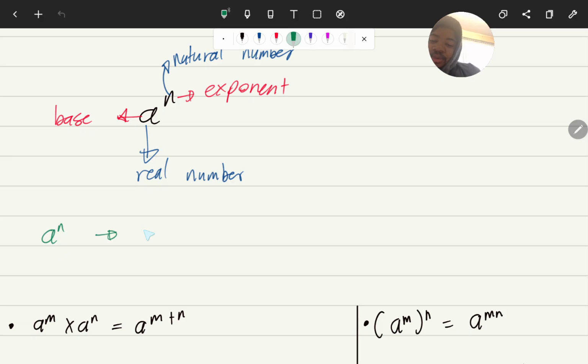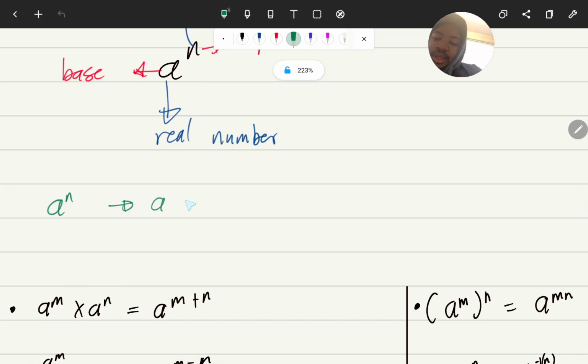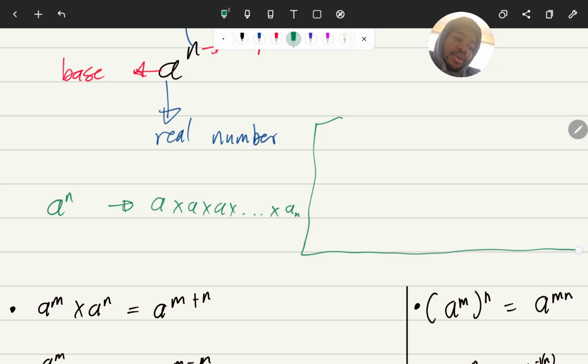You see, so that will be like a times a times a times, and so on, times a n, right? That's when this is the nth a, right? So you're multiplying a by itself n times. So now we'll make an example with a couple of numbers.